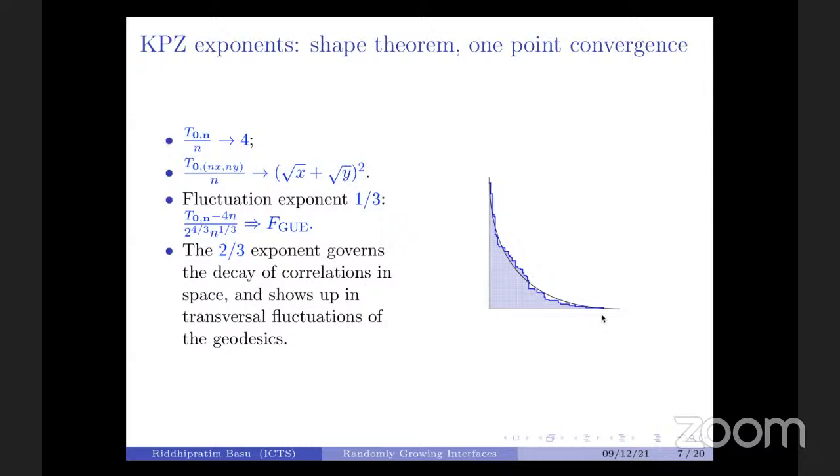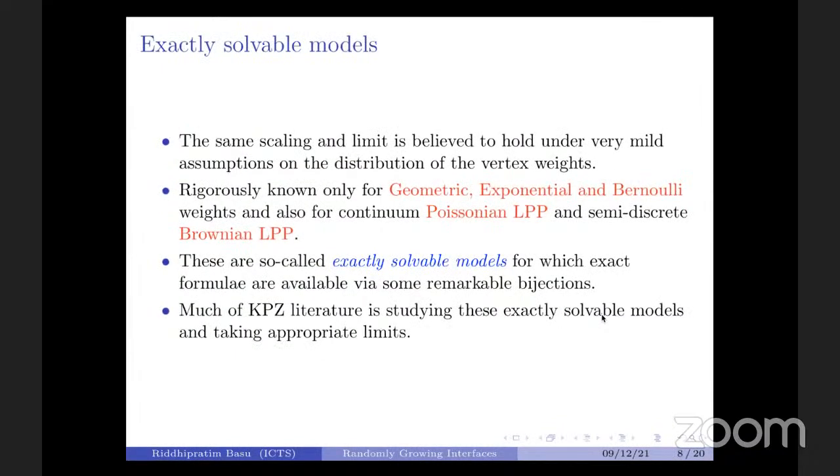And what about the exponent 2/3? The exponent 2/3 arises, as I said, because it governs the decay of correlations in the space direction, and that will show up in the transversal fluctuations of the geodesics, which I'll talk about in a couple of minutes.